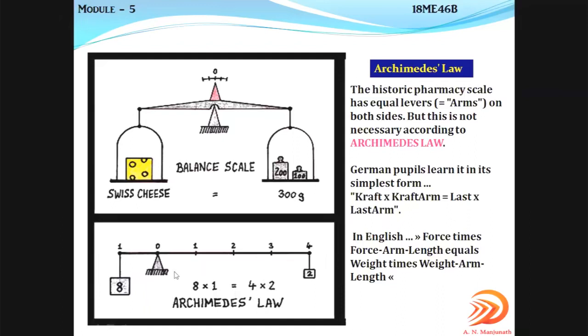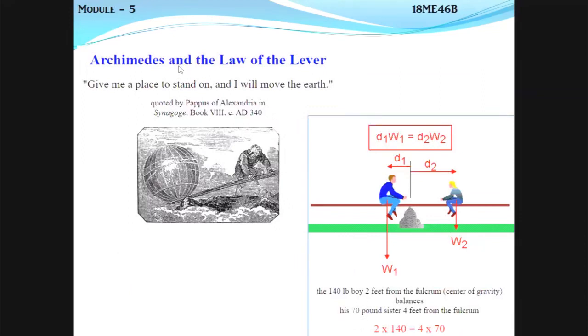You are able to measure the unknown force even though it is an unequal arm, unequal length, and even though you are not using the same amount of weight as the unknown mass. So this is Archimedes' law. It is used in the unequal arm balance to measure unknown forces by using lesser weights. See, Archimedes and the law of lever.